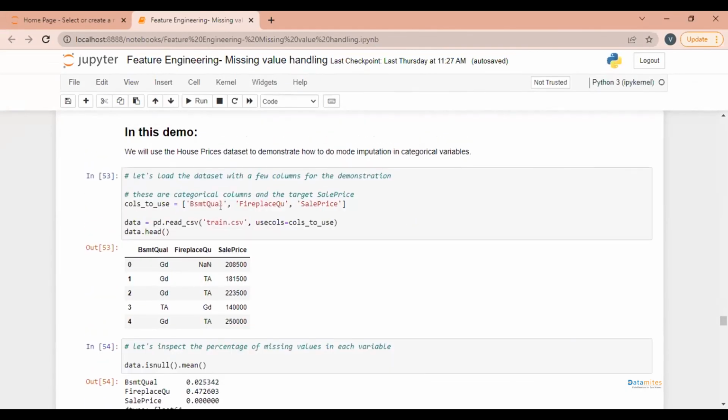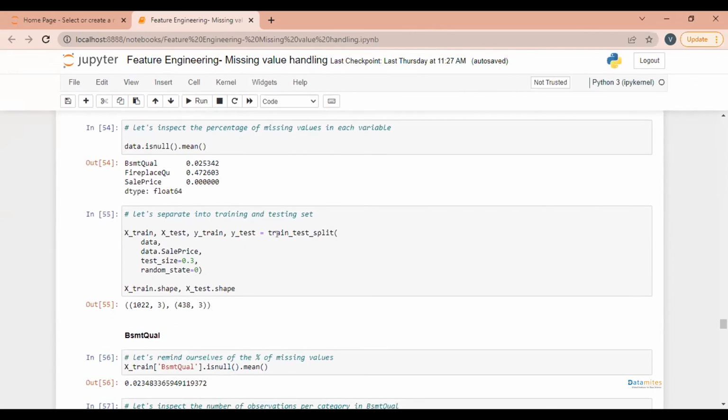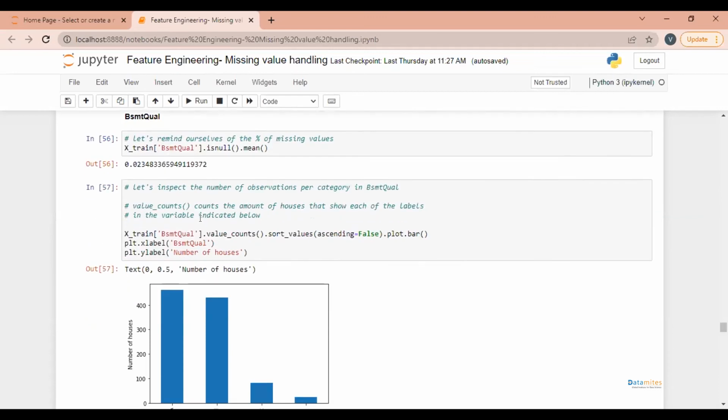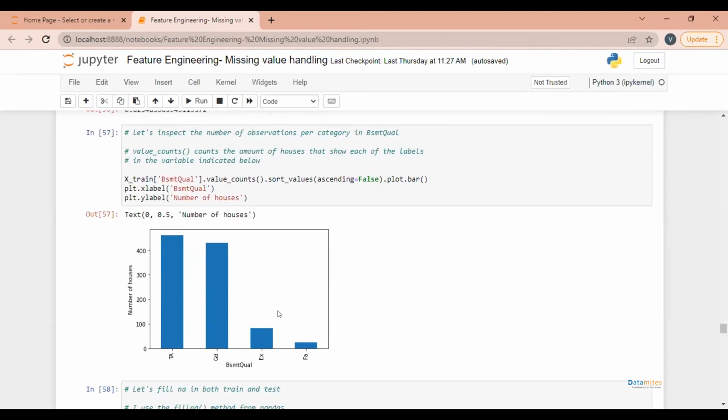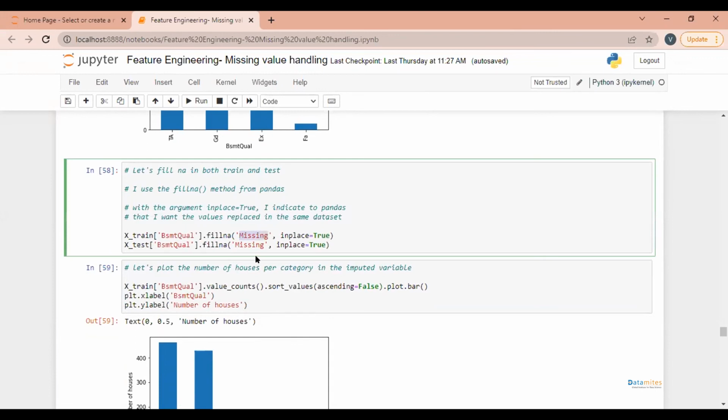Again, we take the same house price dataset with basement quality and fireplace. We have seen that basement quality has around 2.5% missing values. Again, we have split the dataset into training and testing, and we have figured out that basement quality has around 2.4% missing values. This is the mode, and this is the bar plot for it. Instead of filling it with the mode, we have replaced the missing value with "missing" in both the training and the testing sets.